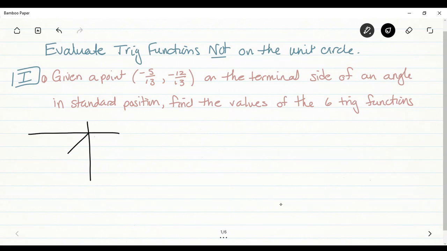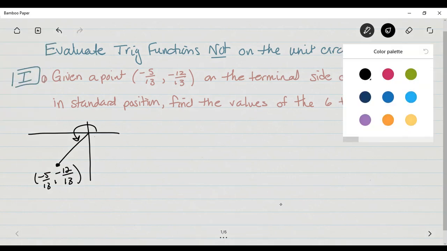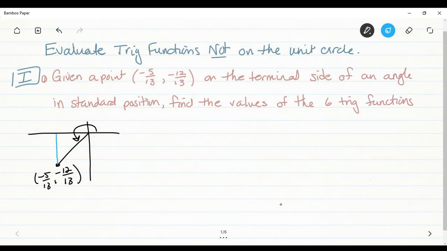Our terminal side will be in quadrant 3. Here's our angle, since this coordinate is negative 5 over 13 and negative 12 over 13. When we have a point like so, we know that the x and y values give us a direction, horizontal and vertical. So from here, we can draw in our reference triangle and label this side as negative 5 over 13 and this vertical side, or y, negative 12 over 13.